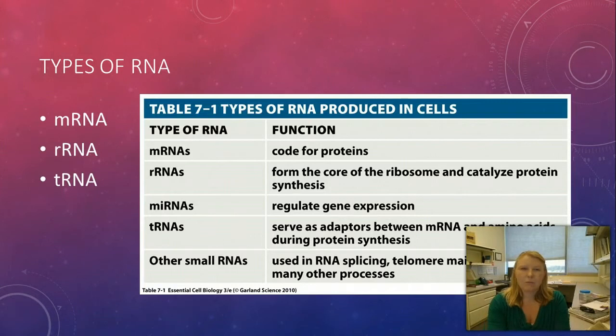tRNAs are these in-between guys that carry the amino acids to the ribosomes to form the protein, and they help read that transcript from the mRNA. So tRNAs and rRNAs work directly together. We also have a couple new RNAs that you may or may not have heard about, which are miRNAs, which regulate gene expression. And then we also have some small RNAs that regulate splicing, telomere maintenance, and a whole lot of other processes. And we're going to talk about those later on in this chapter as well as in future chapters. So just be aware that RNA does not stop at mRNA, tRNA, and rRNA.